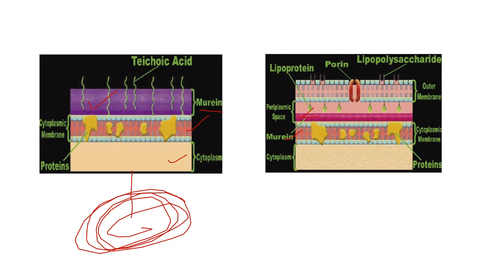So, in gram-positive bacteria, there is a thick layer of peptidoglycan. However, in gram-negative bacteria, there is a thin layer of peptidoglycan. In gram-positive, after peptidoglycan there is nothing, though the peptidoglycan also has teichoic acid structures. But in the case of gram-negative bacteria, there is also an outer membrane. So it has two membranes, and in between there is a very thin layer of peptidoglycan. This peptidoglycan is sandwiched between two membranes: the cytoplasmic membrane on the inner side, and the outer membrane on the outer side.